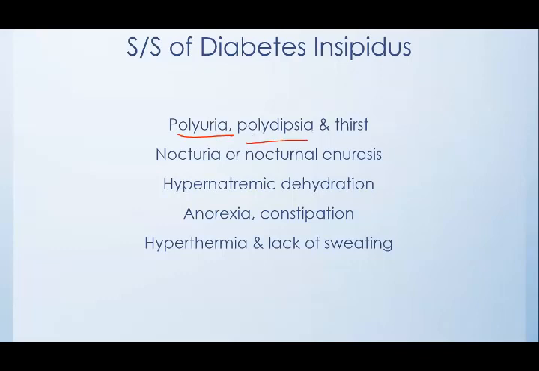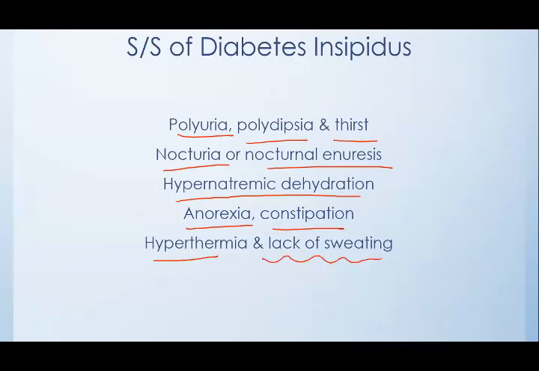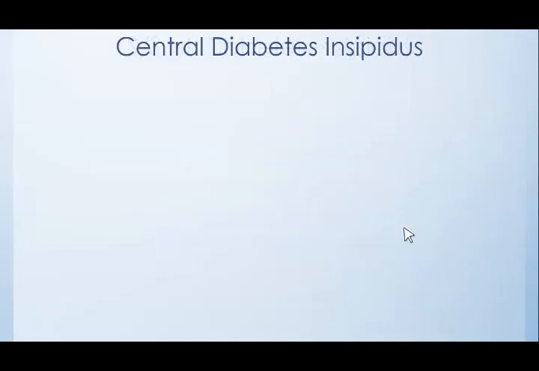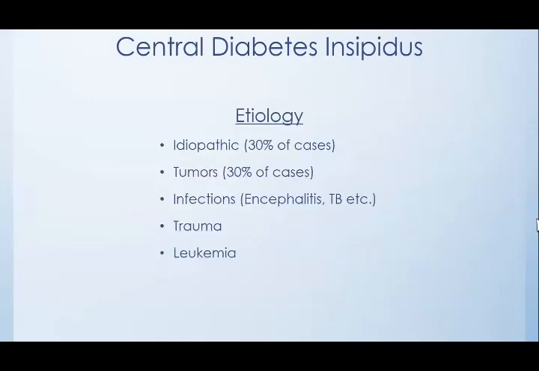Polyuria, polydipsia, thirst, nocturia, nocturnal enuresis, hypernatremic dehydration, anorexia, constipation, hyperthermia, and lack of sweating. The etiology of central diabetes insipidus is tumors, infections, trauma, and leukemia.